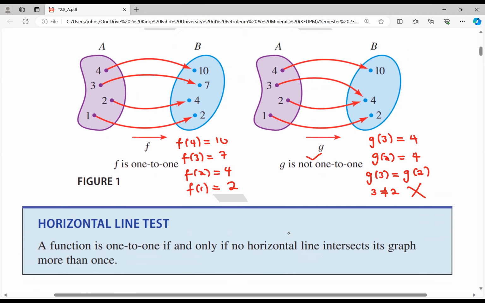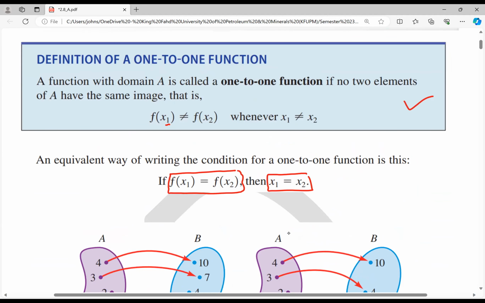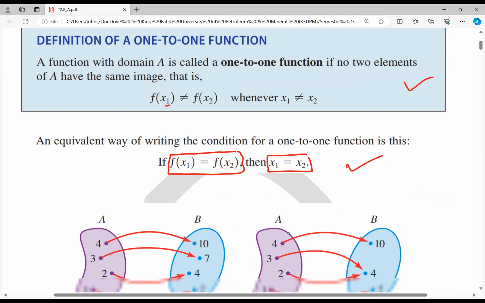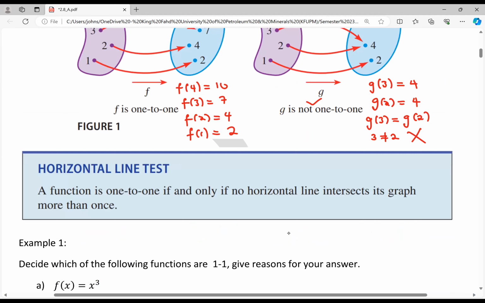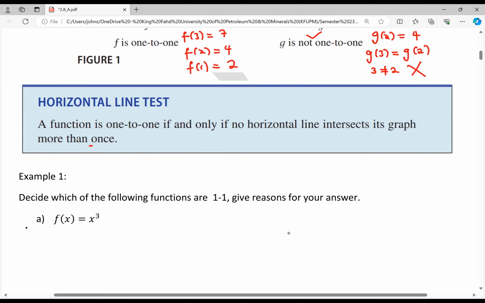Now, how do you check whether a function is one-to-one? We can use the definition. We can use this one or this one; both are equivalent. Or we can use what we call the horizontal line test. A function is one-to-one if and only if no horizontal line intersects its graph more than once. Unlike testing whether a graph is a function, where you do a vertical line test and if it's cut more than once, it's not a function, the horizontal line test is used to test whether a function is one-to-one.